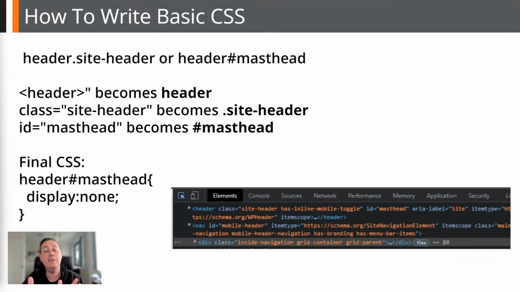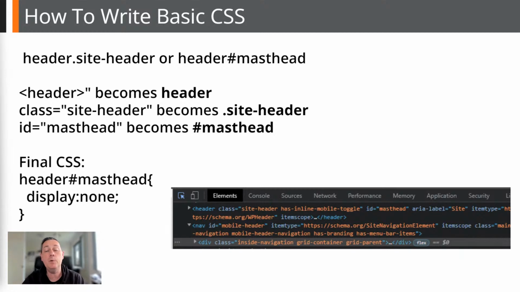When we're using classes, we have a look at the class name. In this example, it is class equals site-header. They become a dot. So you use a dot and then the name of the class. So in this example, we've got site-header in the class name. That just becomes .site-header. And that means, in CSS, a class name.